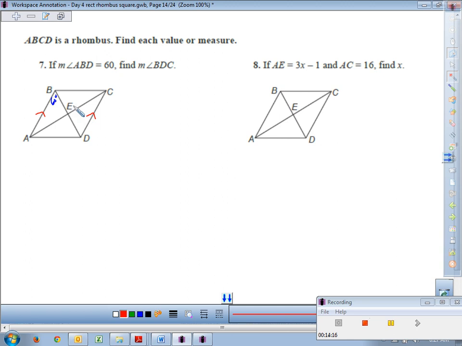It's got two pairs of parallel sides. And you see these are alternate interior angles. If that's 60 degrees, that's got to be 60 degrees. So don't forget about that.